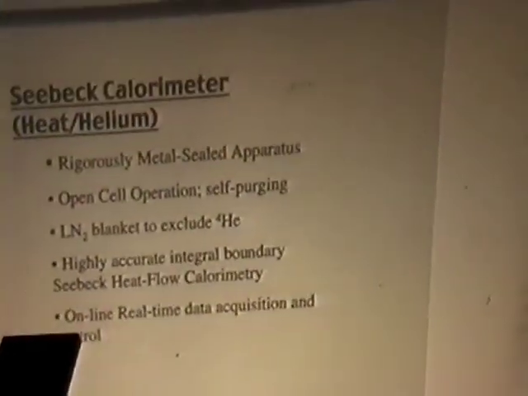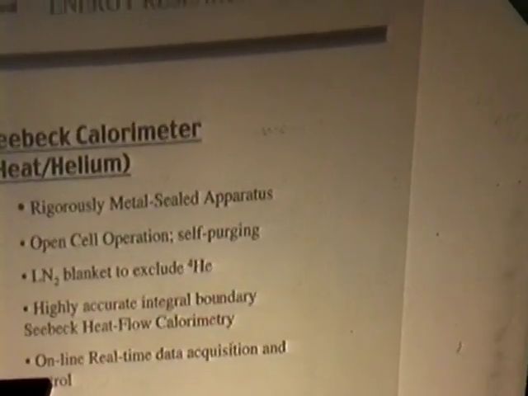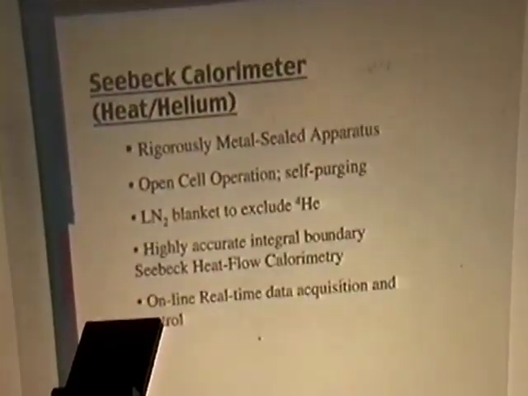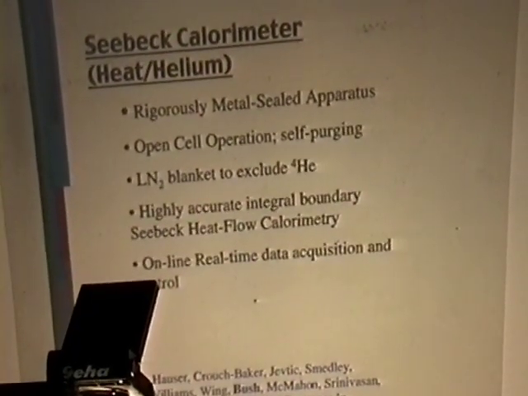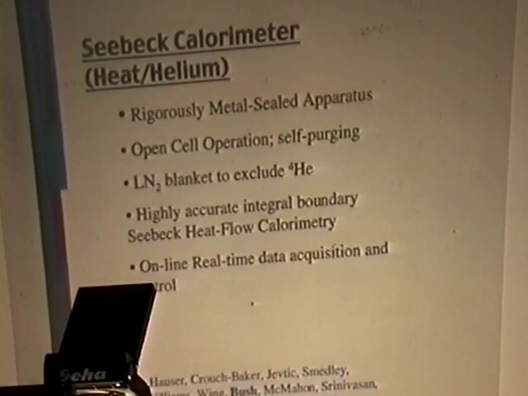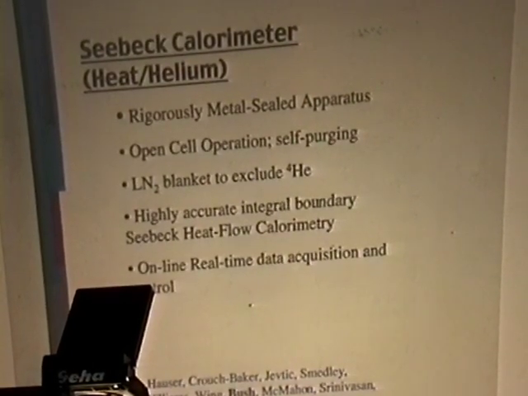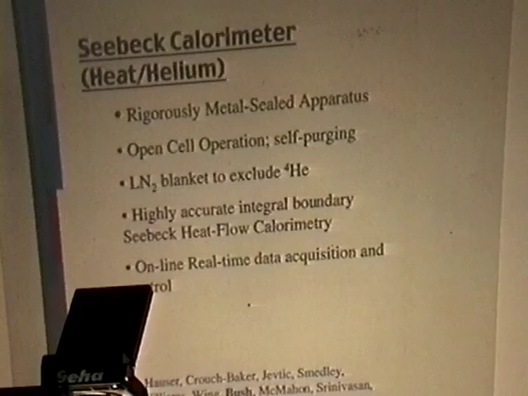So what I'm going to describe is a series of experiments which really show up the presence of these light element anomalies. The first one I'm going to talk about was performed a long, long time ago. Many of you will have heard this before. This experiment was performed by Ben Bush, perhaps as many as 8 years ago, in a rigorously metal-sealed apparatus, open cell calorimetric operation with a liquid nitrogen blanket to exclude helium-4.